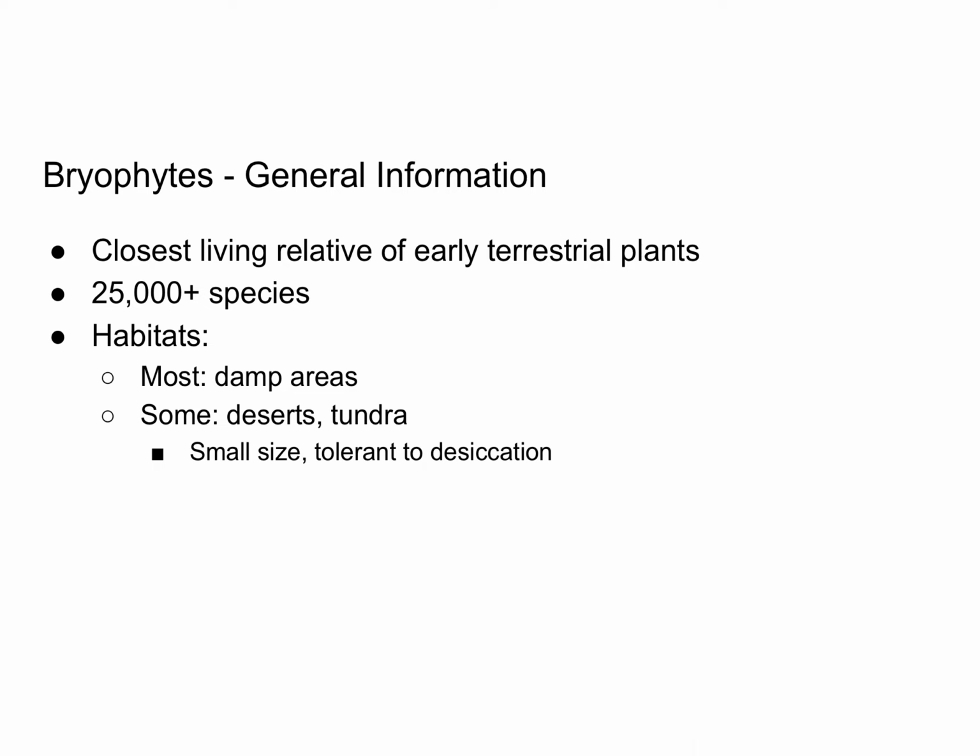There are over 25,000 known species, and they are mostly found in damp habitats, although some can be found in deserts or the tundra. Bryophytes are relatively small in size, which makes them tolerant to desiccation or drying out. If they become dried out, once water is available again, they can rehydrate and continue living.